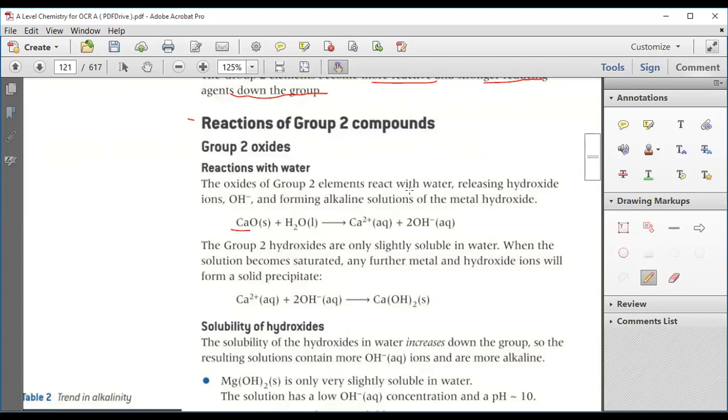The oxides of group 2 elements react with water, releasing hydroxide ions, that is OH negative, and form alkaline solutions of a metal hydroxide, that is Ca(OH)2. The group 2 hydroxides are slightly soluble in water, and when the solution becomes saturated, any further metal hydroxide will form a solid precipitate. Clear?